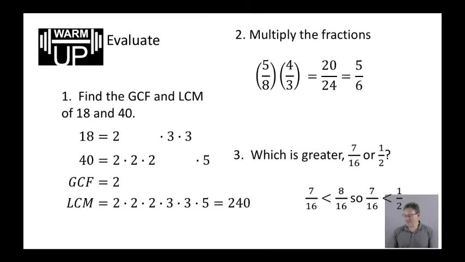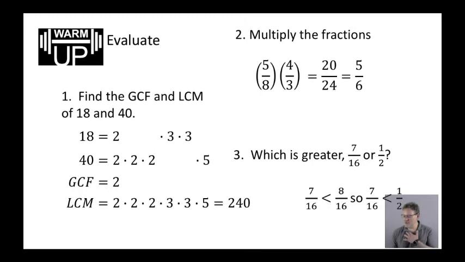Welcome back. When comparing numbers 18 and 40, the only common factor that they have is 2. So 2 goes into 18, 2 goes into 40. It's the only number greater than 1 that goes into both, and so it is also the greatest common factor. The least common multiple is found by taking all of the factors put together, but counting the common one only once. 2 times 2 times 2 times 3 times 3 times 5, or 240. 18 goes into 240, 40 goes into 240. It's the smallest number which both 18 and 40 go into.